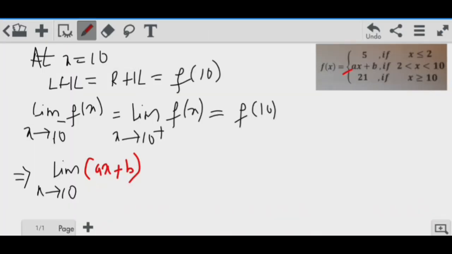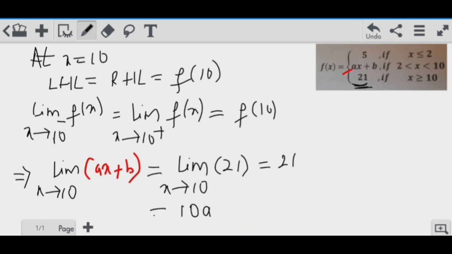This is equal to limit of f of x as x tends to 10 plus, that is greater than 10 branch, that is the third branch. The value of the function there is 21, and exactly equal to 10 you get the same third branch, that is 21. Evaluating this, you get 10a plus b is equal to 21. Take this as equation number 2.